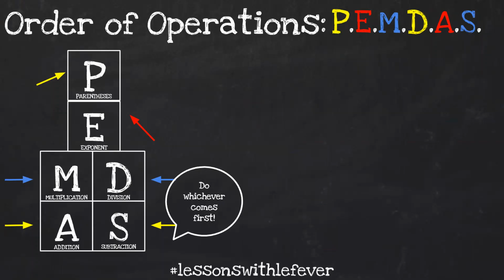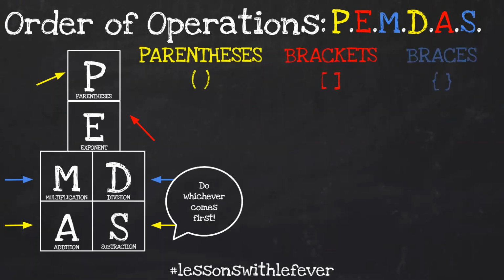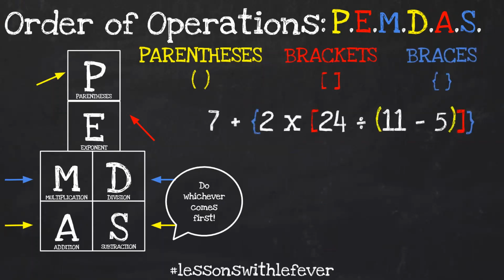So let's solve a problem that has parentheses, brackets, and braces. Here we have 7 plus 2 times 24 divided by 11 minus 5. There's a lot going on here. But what I want you to focus on is the parentheses, the brackets, and the braces. I color coded them for you in yellow, red, and blue for a reason. We always want to do the parentheses first, no matter what.